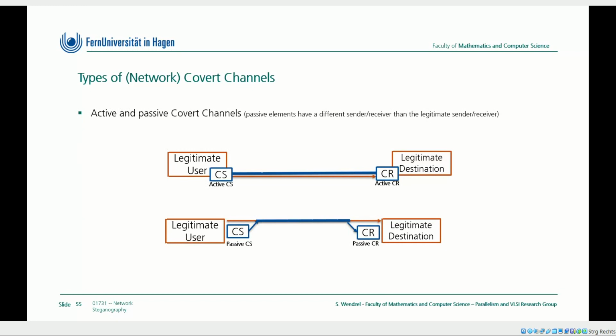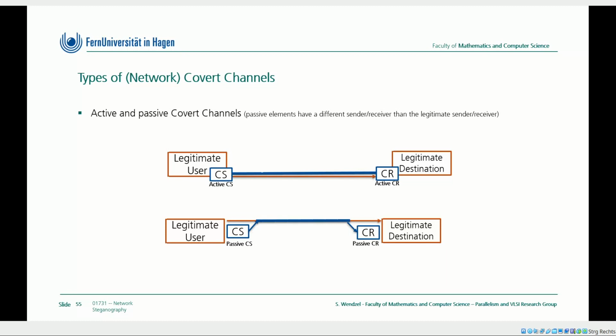There are some fundamental types of network covert channels, besides the fact that there can be noisy and noise-free and storage and timing network covert channels. I added typical questions about these fundamental terms to the exercise so that you can train your understanding of these terms. So we have passive and active covert channels.